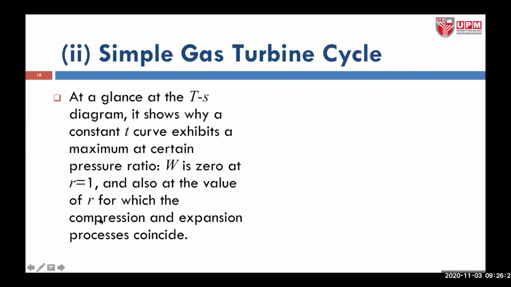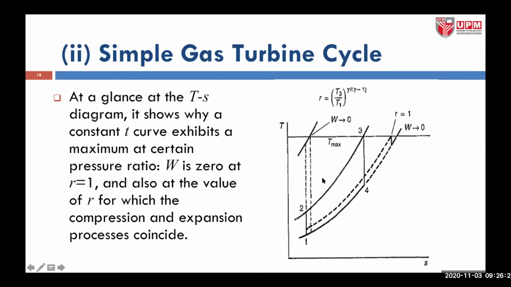Let's continue. A glance at the TS diagram, the temperature entropy diagram, shows why a constant temperature ratio curve exhibits a maximum at a certain pressure ratio. The specific work output is 0 where the pressure ratio equals 1, for which the compression and expansion processes coincide.